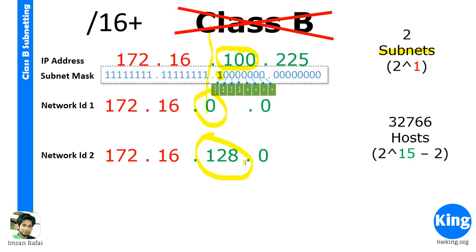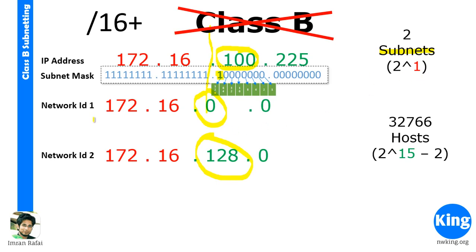Can we add one more? Can we have one more network? No, we can't, because if we add 128 again, it becomes 172.16.256.0, which is not right, because 256 is not a valid IP address. Also, we know that by borrowing 1 bit, we're breaking it into only 2, so we can't have the third network ID.